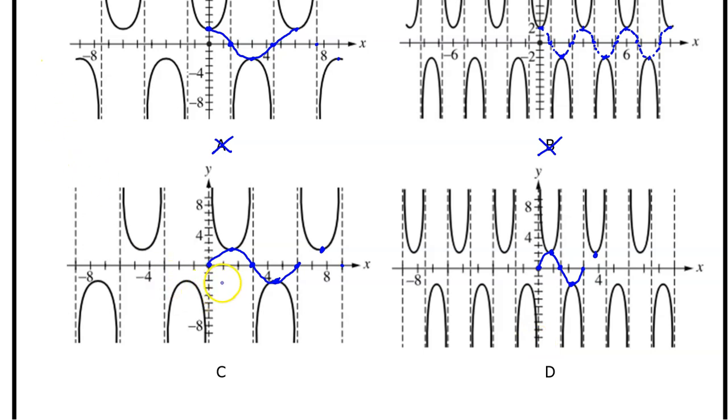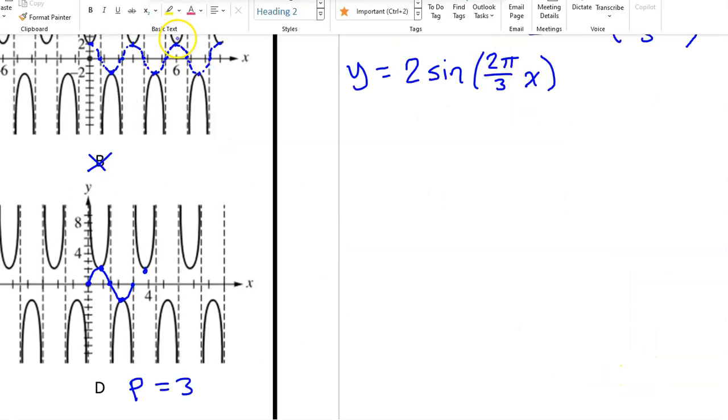I'm noticing that options C and D have different periods. Looking at one cycle of the sine function that we just drew, we notice that the period is 6. It goes from 0 to 6. Looking at option D, one cycle of this sine function goes from 0 to 3. So the period here is 3. Let's calculate the period of this sine function and see if it is 3 or 6.